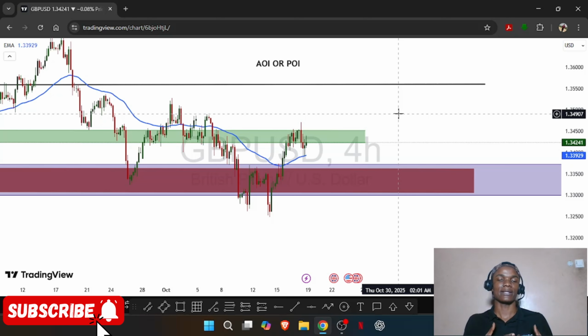For my chart patterns, I use head and shoulders and double tops. Those are the two chart patterns I use. And sorry, also wedges. I use wedges, the rising wedge and the falling wedge. I use wedges too.